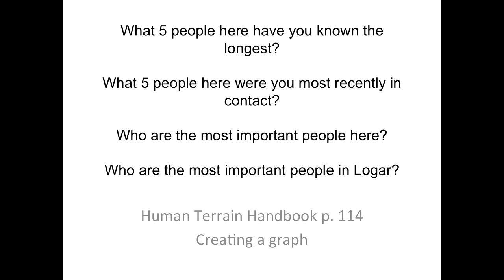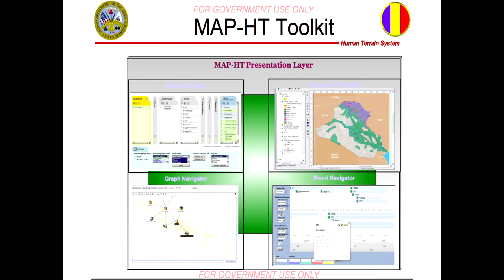People in the villages and so forth. What five people here have you known the longest, etc.? And you enter that in a tool like this, where you basically generate a graph of the given population in your area and hence can shape it. This is the MAP-HT, Map Human Terrain.